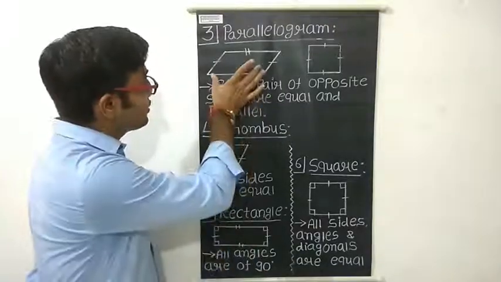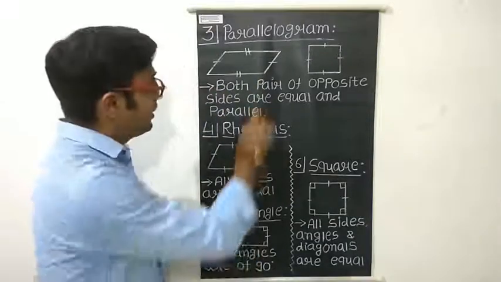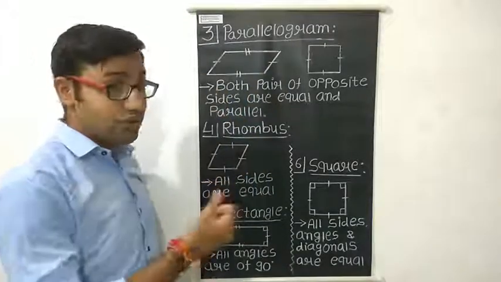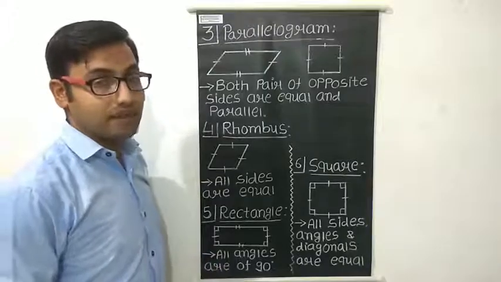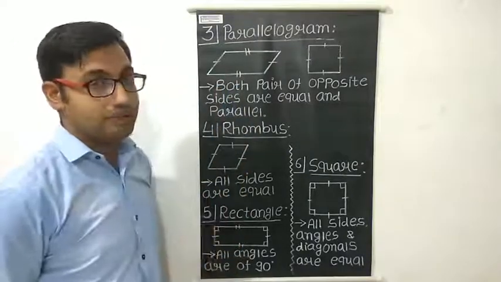So this is the difference between a parallelogram and a rectangle. Here you can see that no angle is 90 degrees. Here all the angles are 90 degrees, right? So this is the difference between a parallelogram and a rectangle.